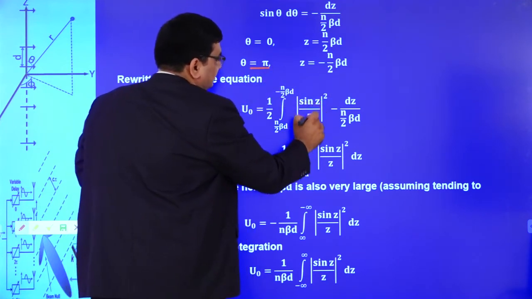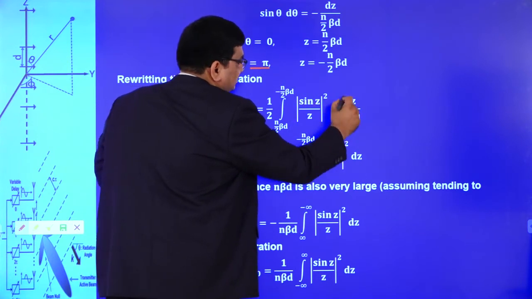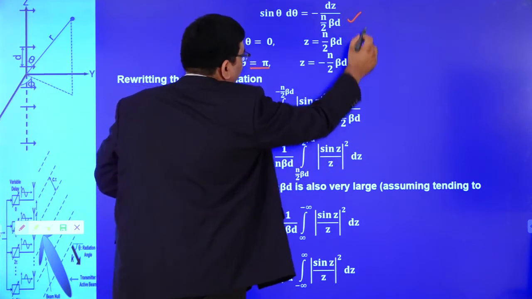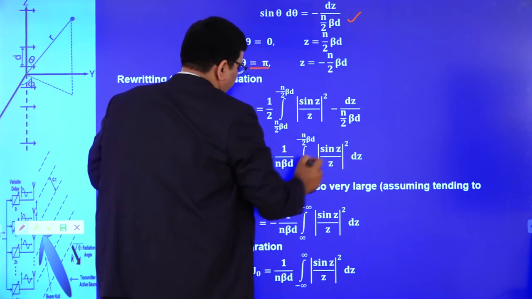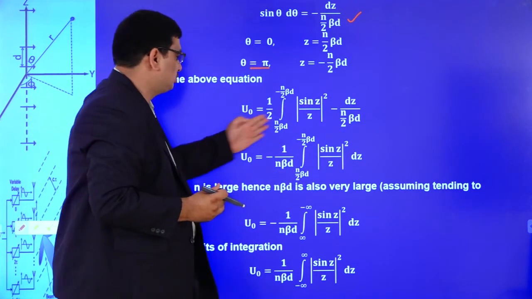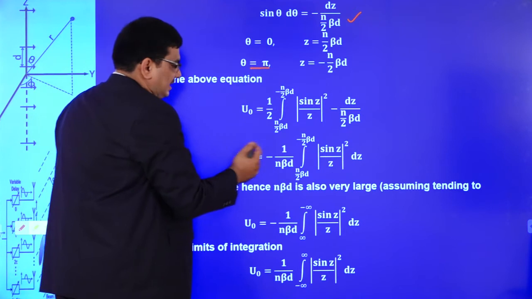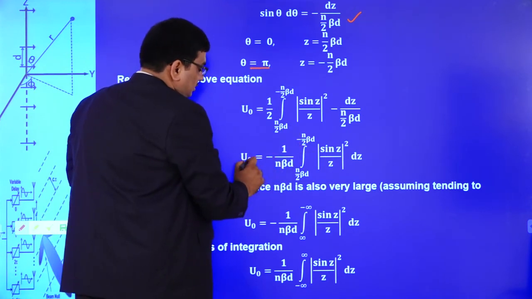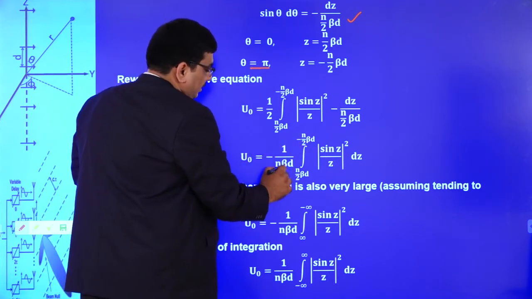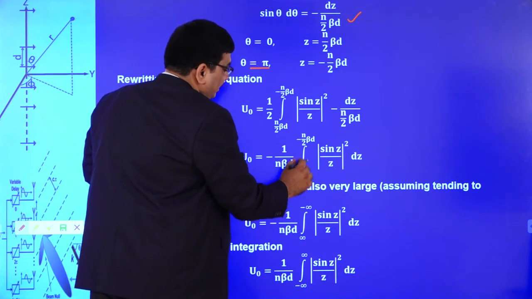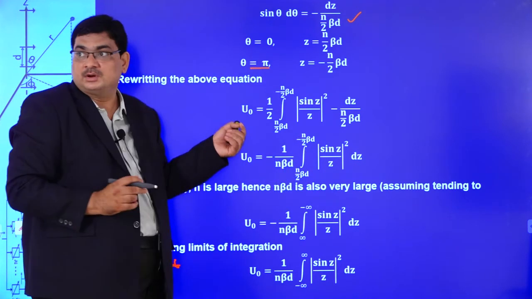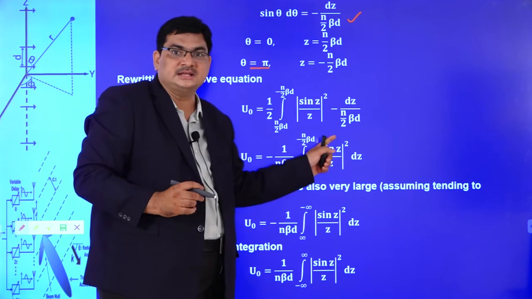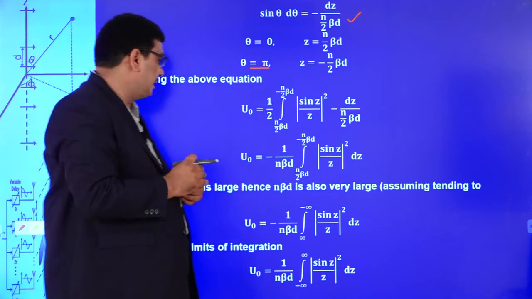So into (sin z by z) whole square, dθ is equal to dz by minus n β d by 2. If you take the minus sign outside and cancel the terms, we are done. So U0 is equal to minus (1 by n β d) into (n β d by 2) minus integration of minus n β d by 2 of (sin z by z) whole square dz.